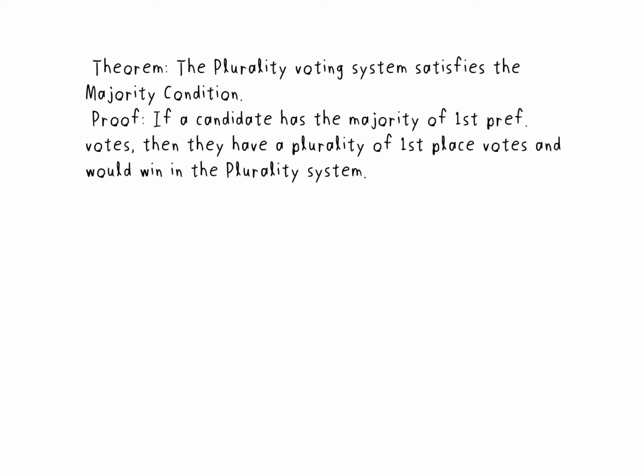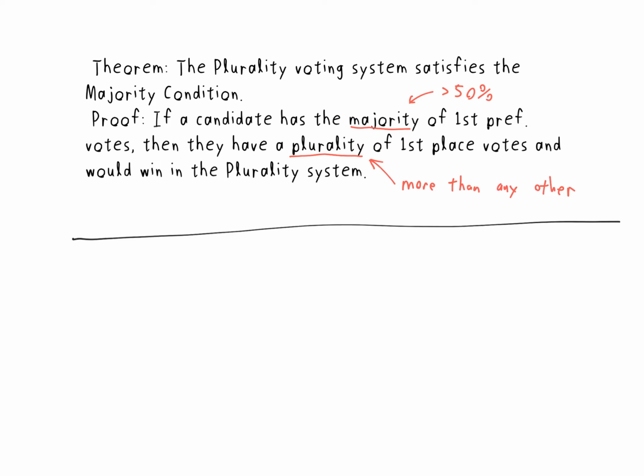The reason this argument works is that the word majority means that a candidate got more than half, more than 50% of the first preference votes, while the word plurality here means more than any other candidate. And if one candidate gets more than half the first preference votes, there's no way any other candidate could have gotten as many as that candidate. So for another example, let me now show that the Borda count voting system does not satisfy the majority condition.